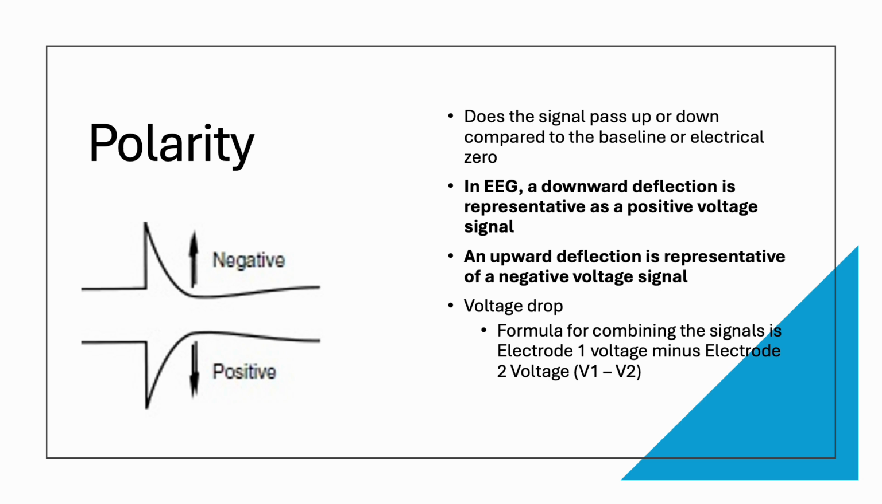Let me say that again. When waves are above the baseline, we consider them negative in EEG. That's opposite of what we typically think. Usually if it's an upwards deflection, that's positive. Not in EEG, it's backwards. If the wave goes up, it's negative. If it goes down, it's positive. The positivity or negativity is called polarity.